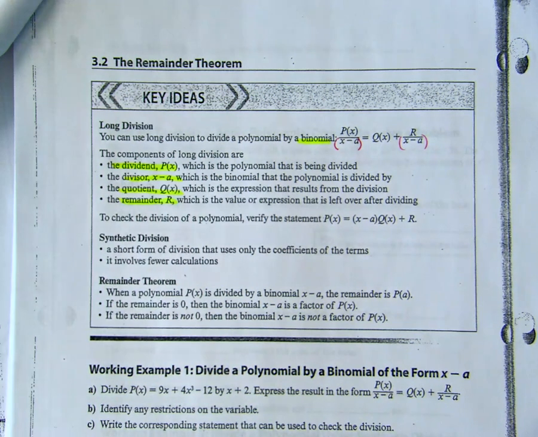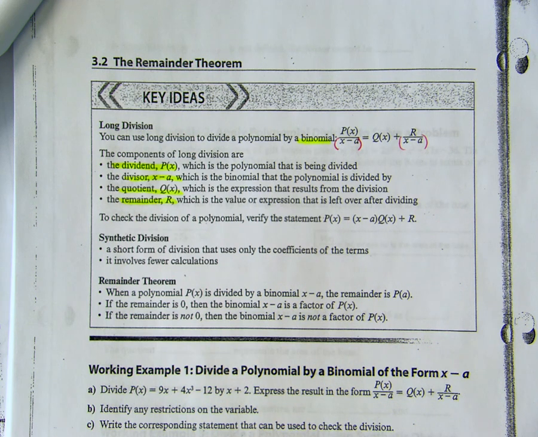What happens if your r is 0? Then you say it goes in evenly. You have no remainder. Okay, and you don't always have a remainder, and it's so nice when you don't. You don't have to worry about it. It means that you have a factor.